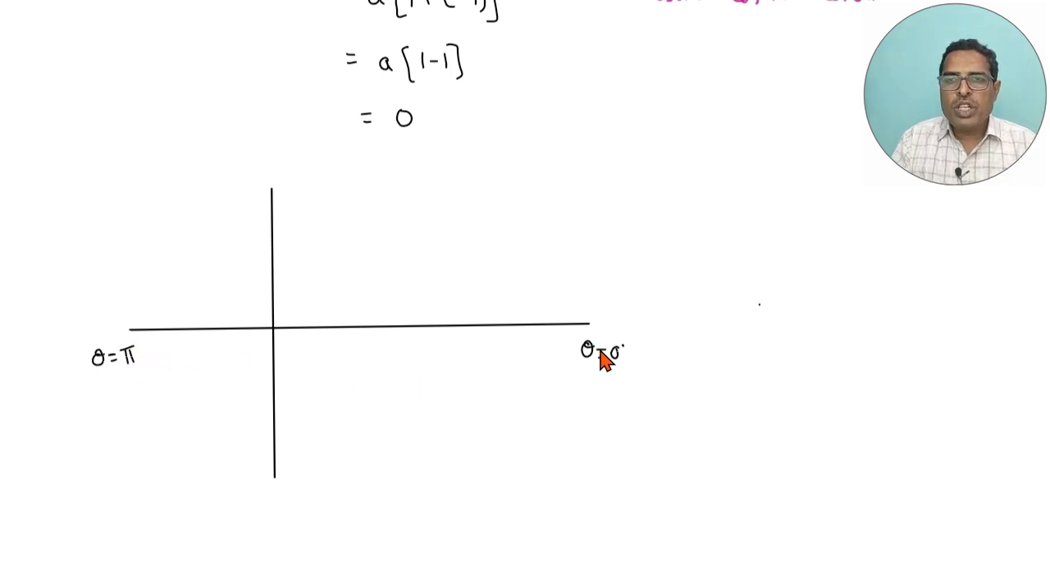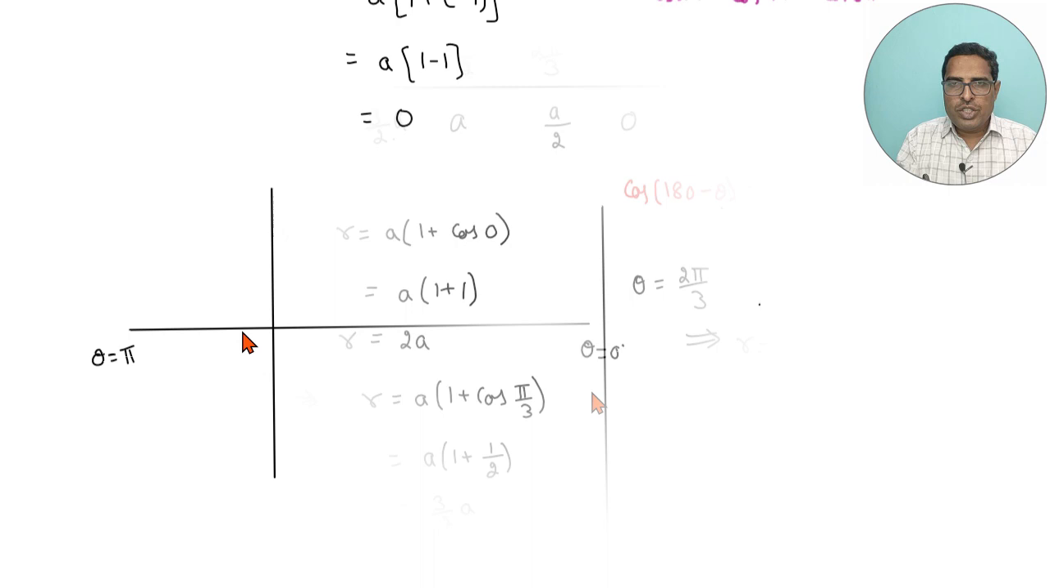Now, we have shown that the curve is symmetric about this line 0 to pi, which means that whatever type of curve we get above this line, the same mirror image you get over here. That means the figure above this line and the figure below this line will be the mirror image of itself. Therefore, I will just try to draw the figure above this line theta is equals to 0 to pi, and then draw its mirror image below.